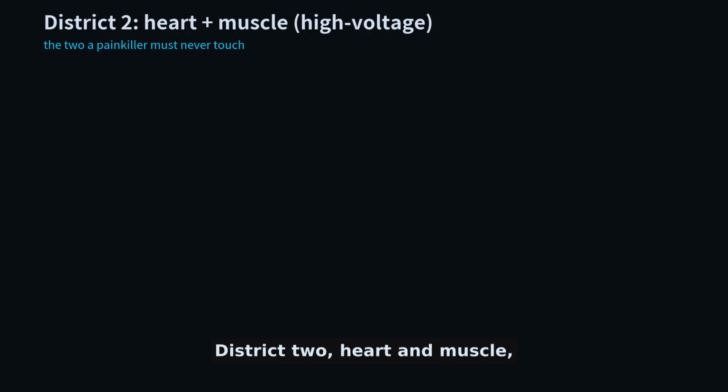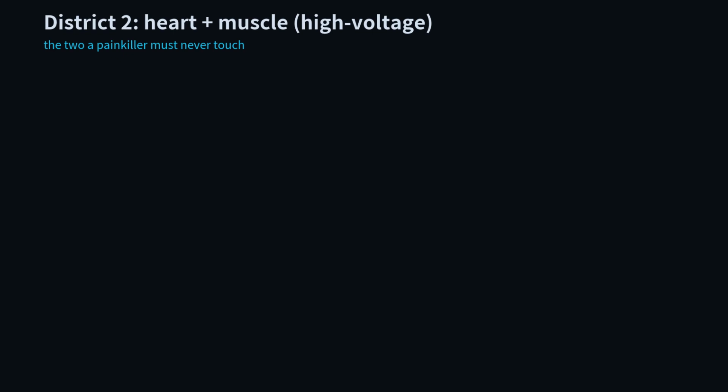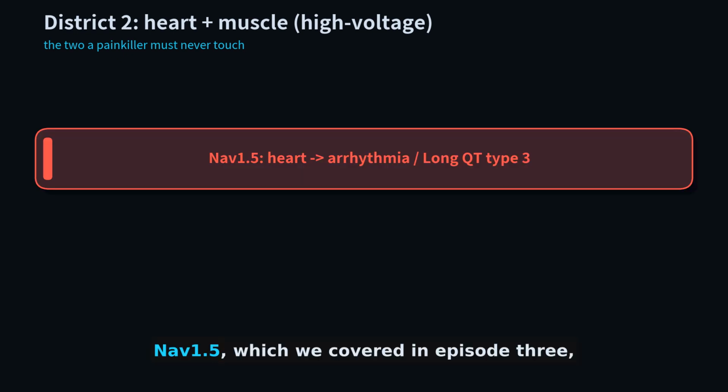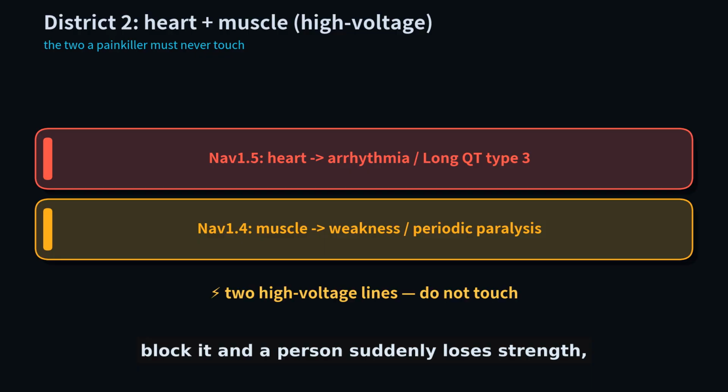District 2, heart and muscle, the 2 high-voltage lines a painkiller must steer clear of. NaV 1.5, which we covered in episode 3, runs the heart's ignition. Block it by mistake and you get arrhythmia, long QT type 3. And NaV 1.4, stationed in skeletal muscle, drives contraction. Block it and a person suddenly loses strength, even periodic paralysis. These 2 must not be touched.